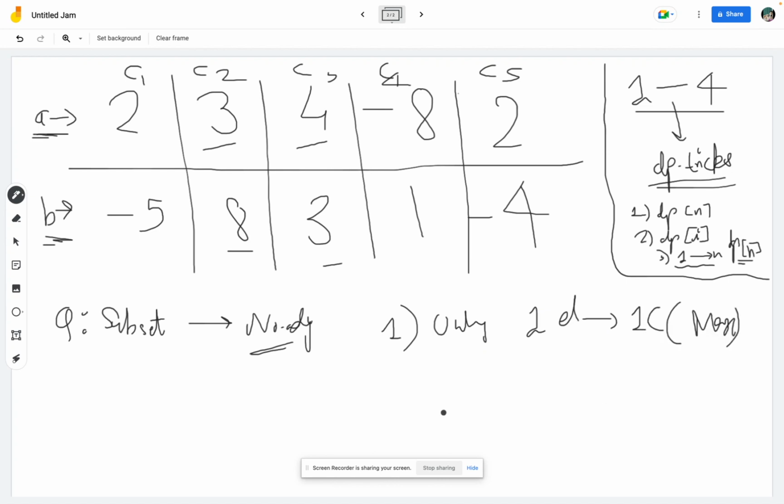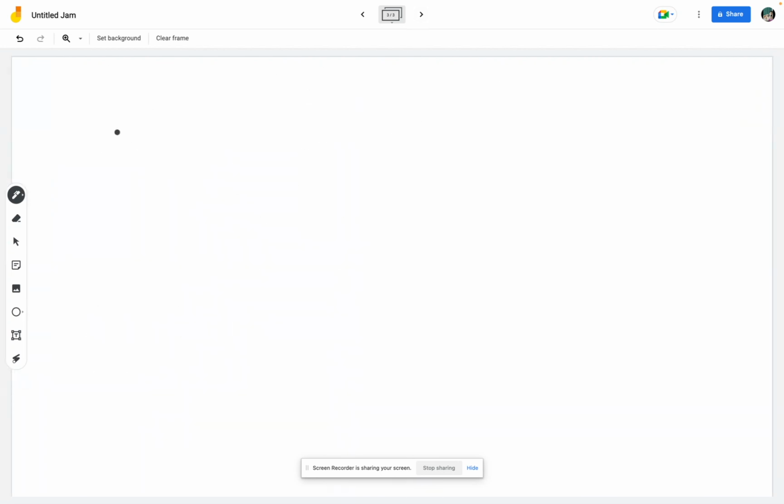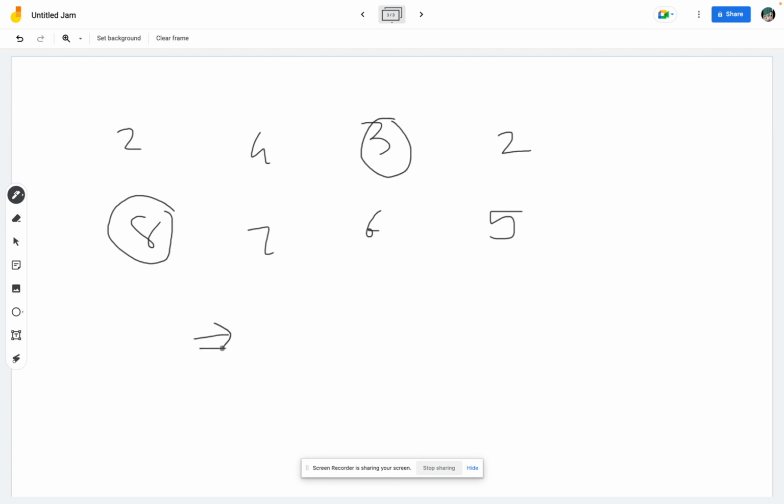So I hope this is clear. Second, no two selected elements should be consecutive. No two selected elements should be consecutive. So now let me explain what I mean by that. Let me write some numbers: 2 5 3 2, something like that, and 8 7 6 5. So if I select 8, then I select 3, then my subset will be 8 plus 3. This is a valid subset.